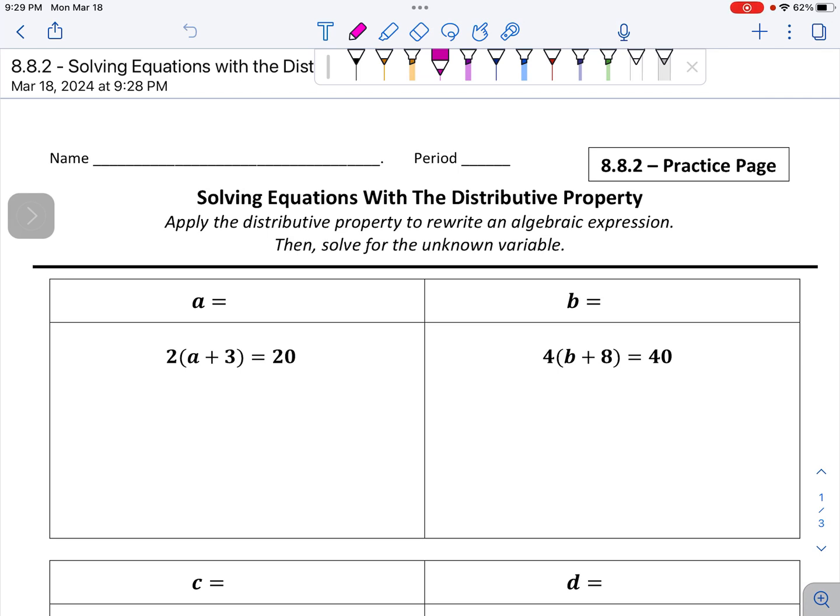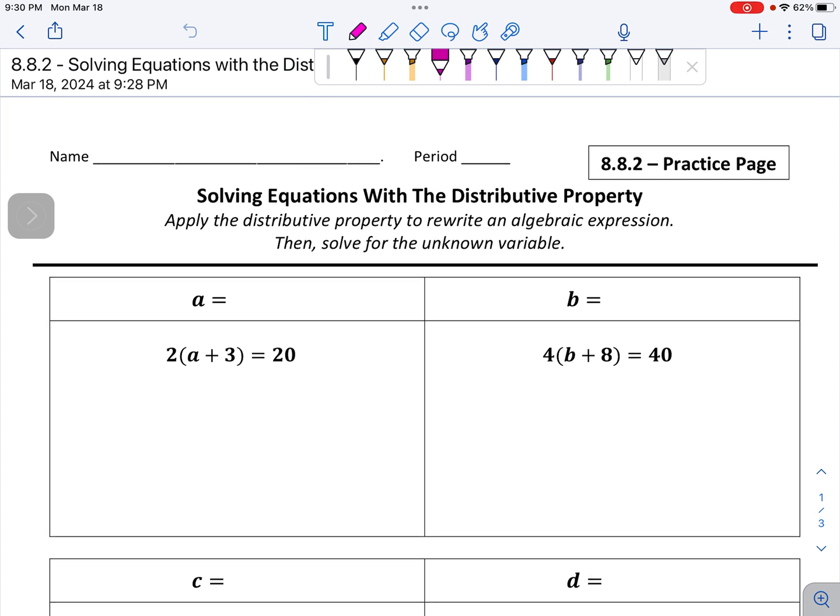Hey, sixth grade, it's the final assignment of Unit 8. Here we go. We need to figure out what every variable in every problem equals. Let's jump right into it.